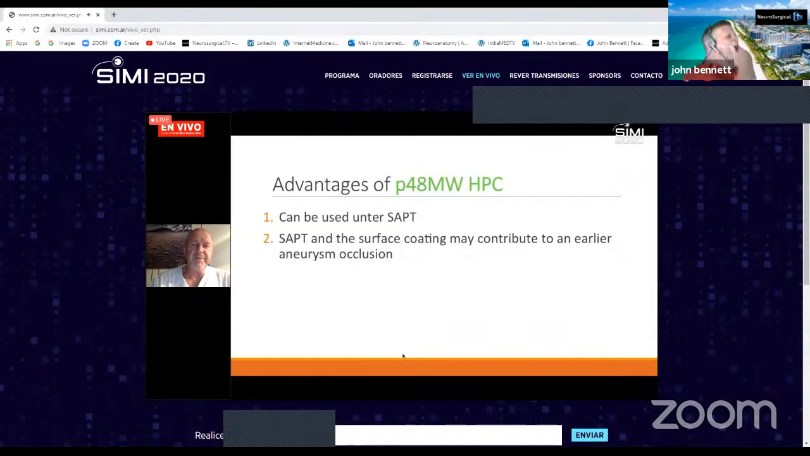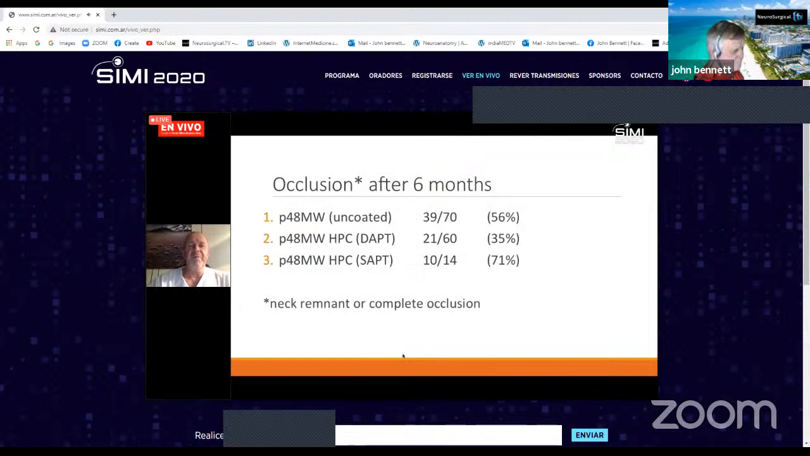The single antiplatelet therapy obviously contributes to the earlier aneurysm occlusion. If we compare the 6-month follow-up in the uncoated group, we have a 56% rate of neck remnant or total occlusion. We have a 35% rate with the HPC under dual antiaggregation, which is much lower, and we see a single antiplatelet therapy associated rate of 71% occlusion after 6 months. So that is what we observed during the follow-ups.